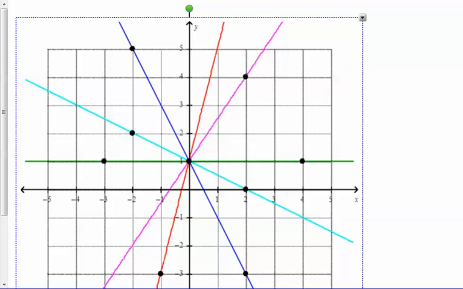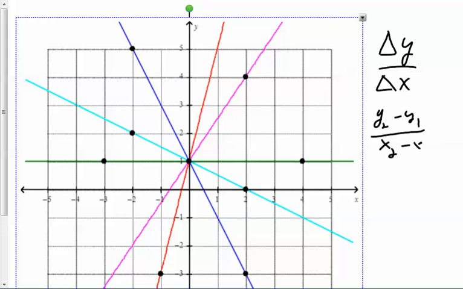So here, if I need to find the slope of any line, you should know that it's the change of y over the change of x, or delta y over delta x, which basically just means y2 minus y1 all over x2 minus x1. But for the most part, we'll use this, to signify it's the change of y over the change of x.